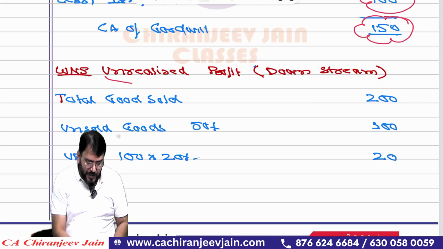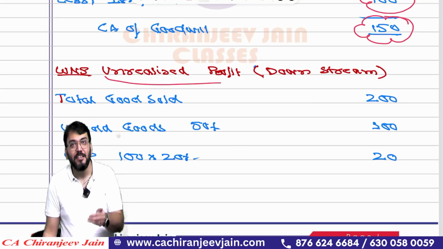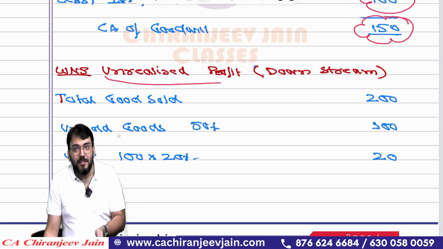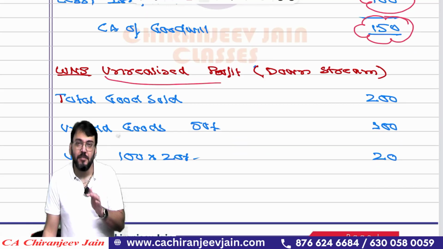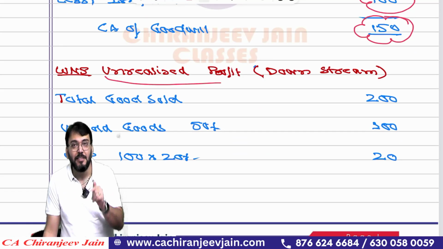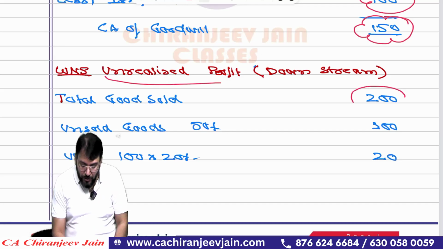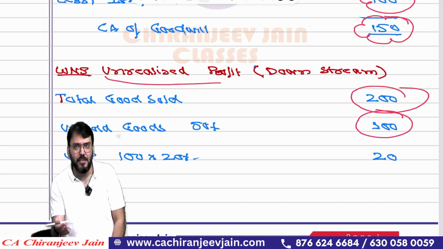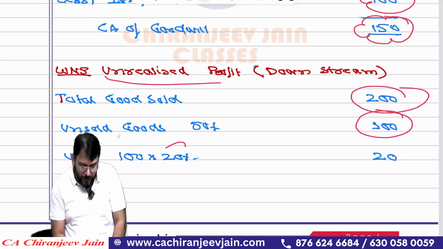Now we'll come to unrealized profit. Already I have said that ICAI has taken two assumptions. If you assume the 200 lakh is cost price, then there will be some other adjustment. However, we have assumed that 200, whatever is given in the question, represents the sale price of the parent company. On this, 50% of the goods are unsold, and the profit margin they have given is 20% of sales.